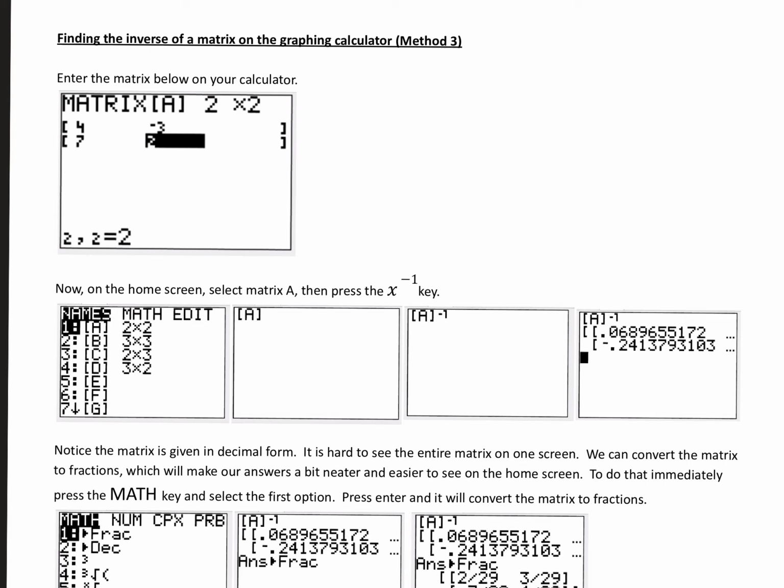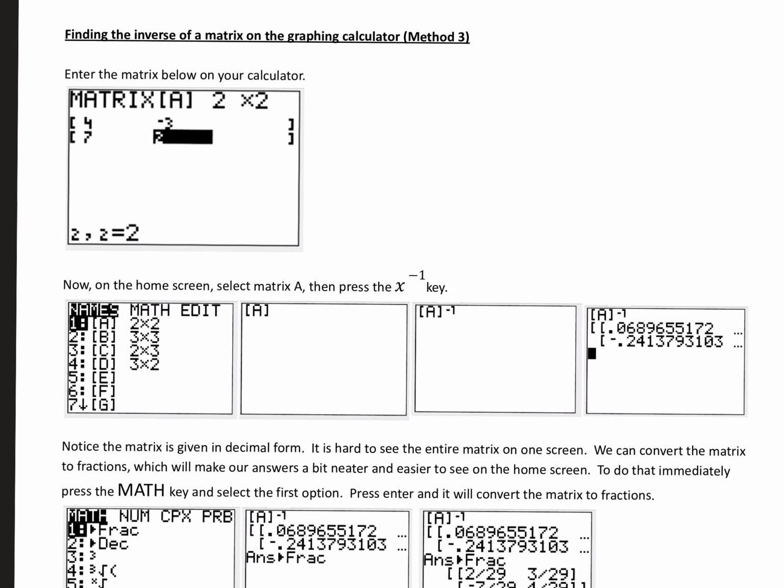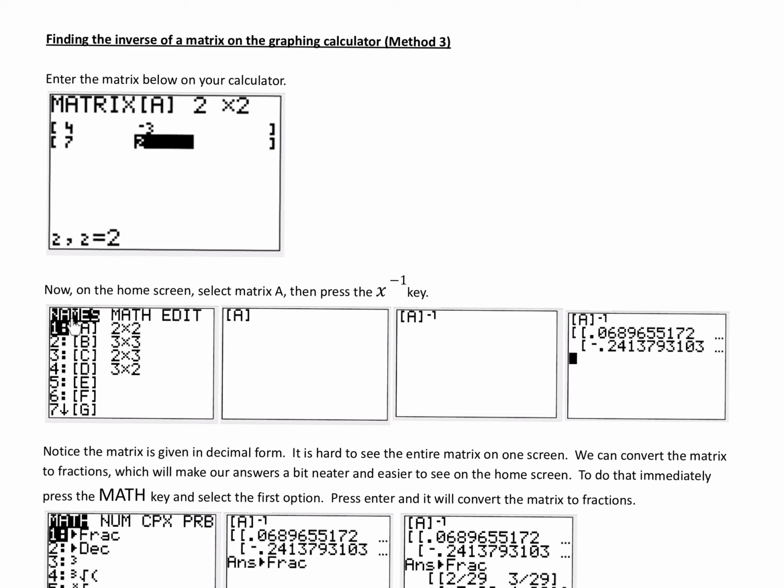Once you've got that entered, go back to your home screen. So make sure you quit, second quit, and then go back into your matrix menu. We're going to select from the names part of the menu, right? We're going to select matrix A, the one we just entered. That'll be what you see on your home screen.